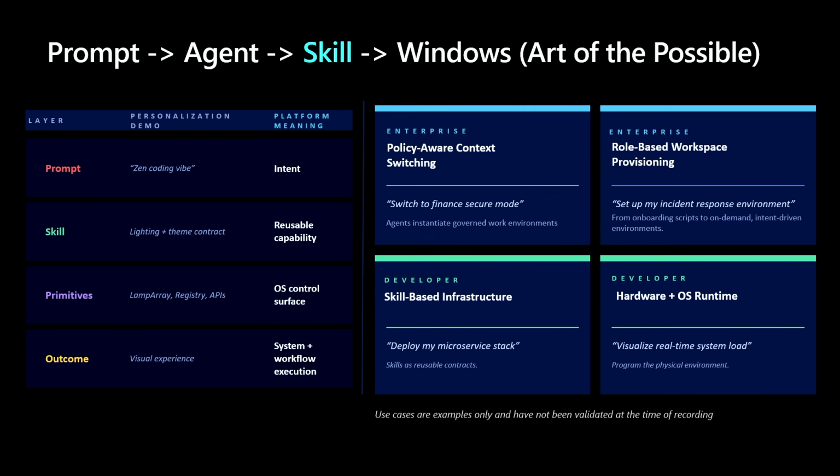At the enterprise level, you could imagine a world where a user switches into a secure finance mode, and the system aligns apps, access boundaries, and environment automatically. And for developers, you could imagine skills becoming the interface layer, where instead of scripts and fragmented tooling, capabilities are defined once and reused consistently by agents. Windows is evolving into a platform where natural language can map to real system outcomes, with the structure and primitives needed to make that reliable, safe, and extensible.